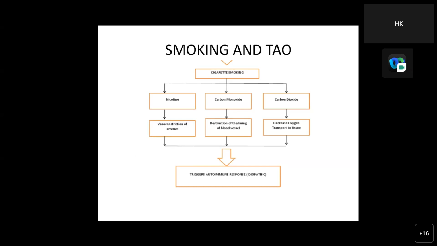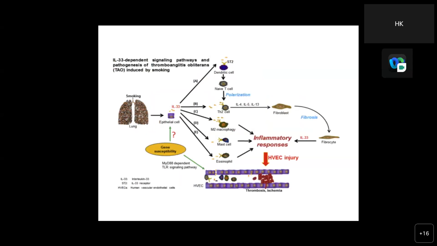Smoking and TAO. In smoke, three main particles are released: nicotine, carbon monoxide, and carbon dioxide. Nicotine leads to vasoconstriction of the arteries. Carbon monoxide damages the lining of the blood vessel and decreases oxygen transport to the tissue. This all together triggers an autoimmune response and leads to TAO.